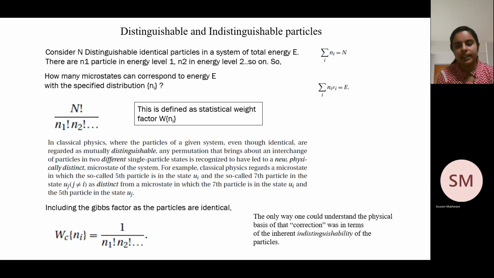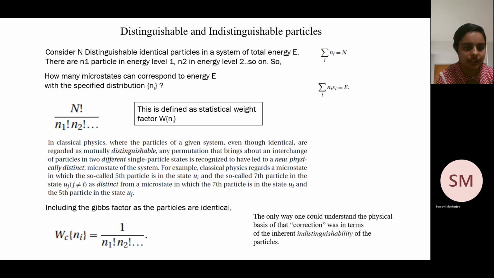So that is the only way one can understand the physical basis of this correction. This question can come to your mind: we always did this 1 by n factorial whenever we were considering that the particles are indistinguishable. But here the particles are distinguishable, and even then you are considering this 1 by n factorial. Why so? See, it's because the particles by themselves have an inherent indistinguishability. If you have two pens, two identical pens, inherently they are indistinguishable. You cannot recognize them or distinguish them.